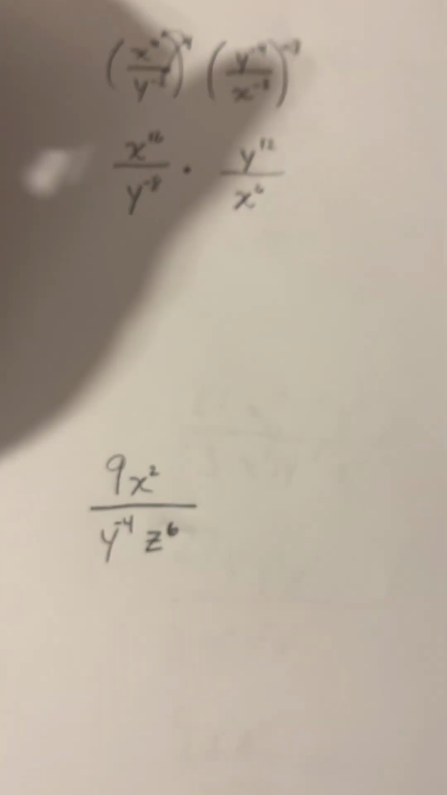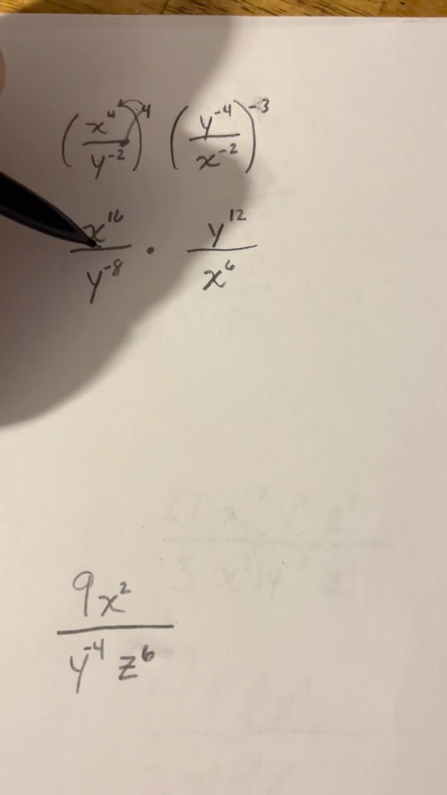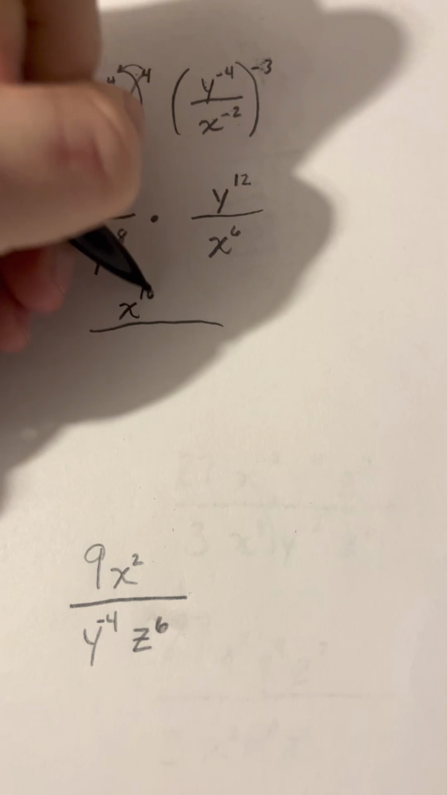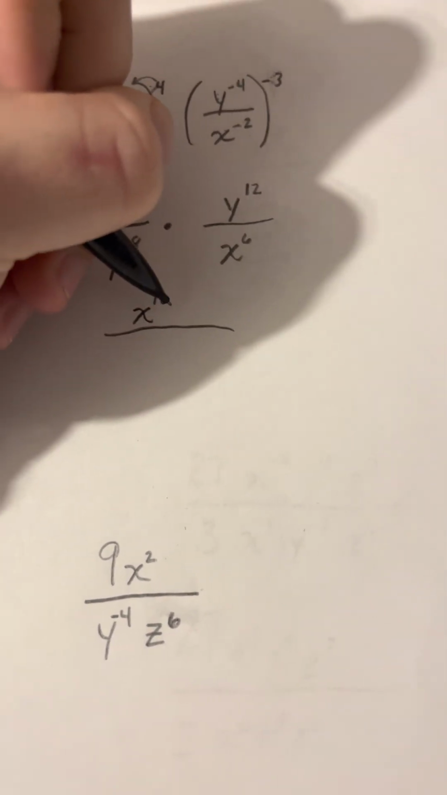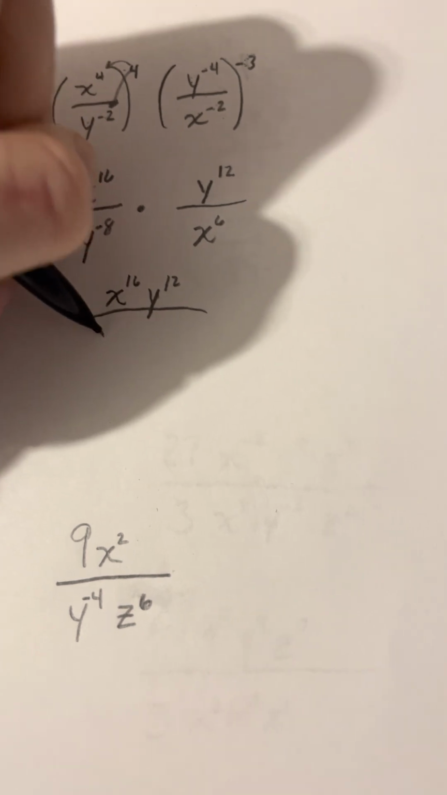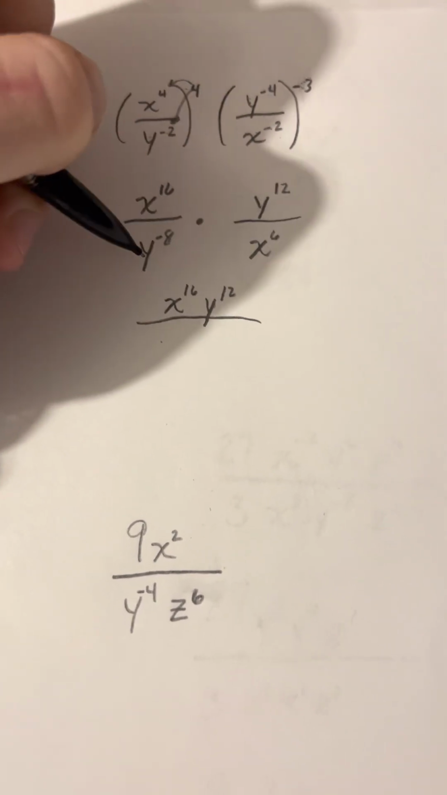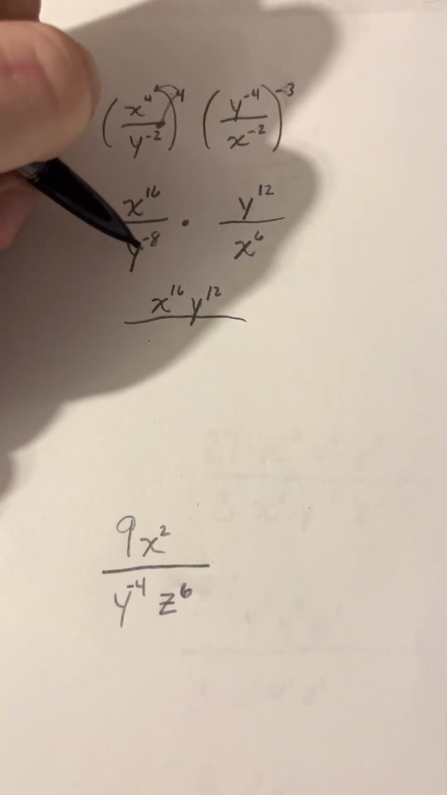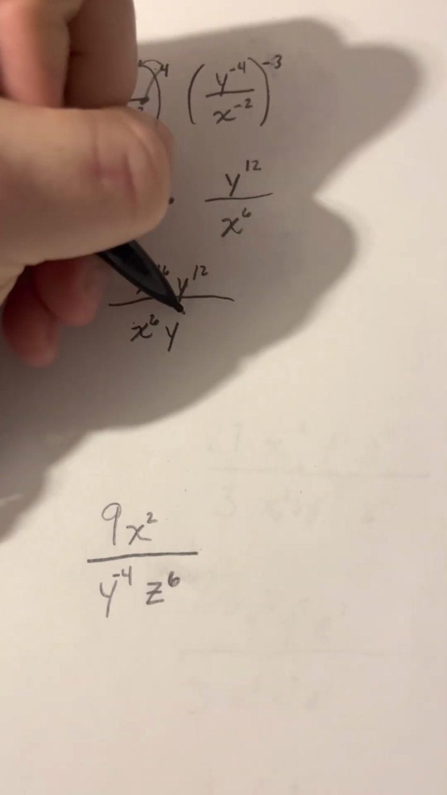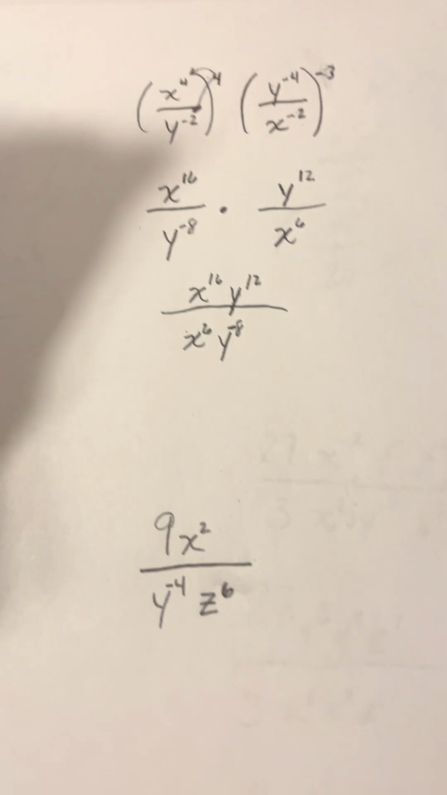Okay, so now with these, you can actually just bring these together and make one big fraction. We have x to the 16th. Leave everything where it's at. x to the 16th, y to the 12th. And then on the bottom, I'm just going to put this in alphabetical order, so move the x to the front: x to the 6th, and y to the negative 8th.